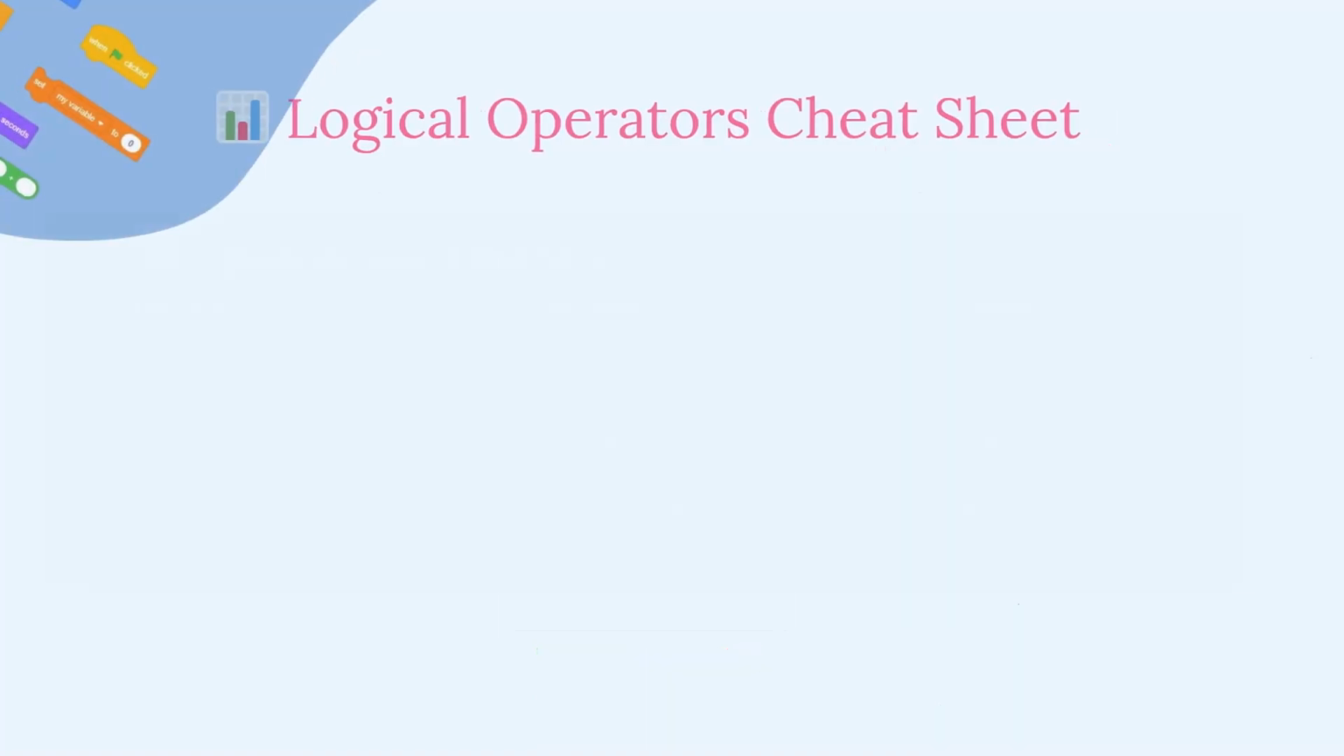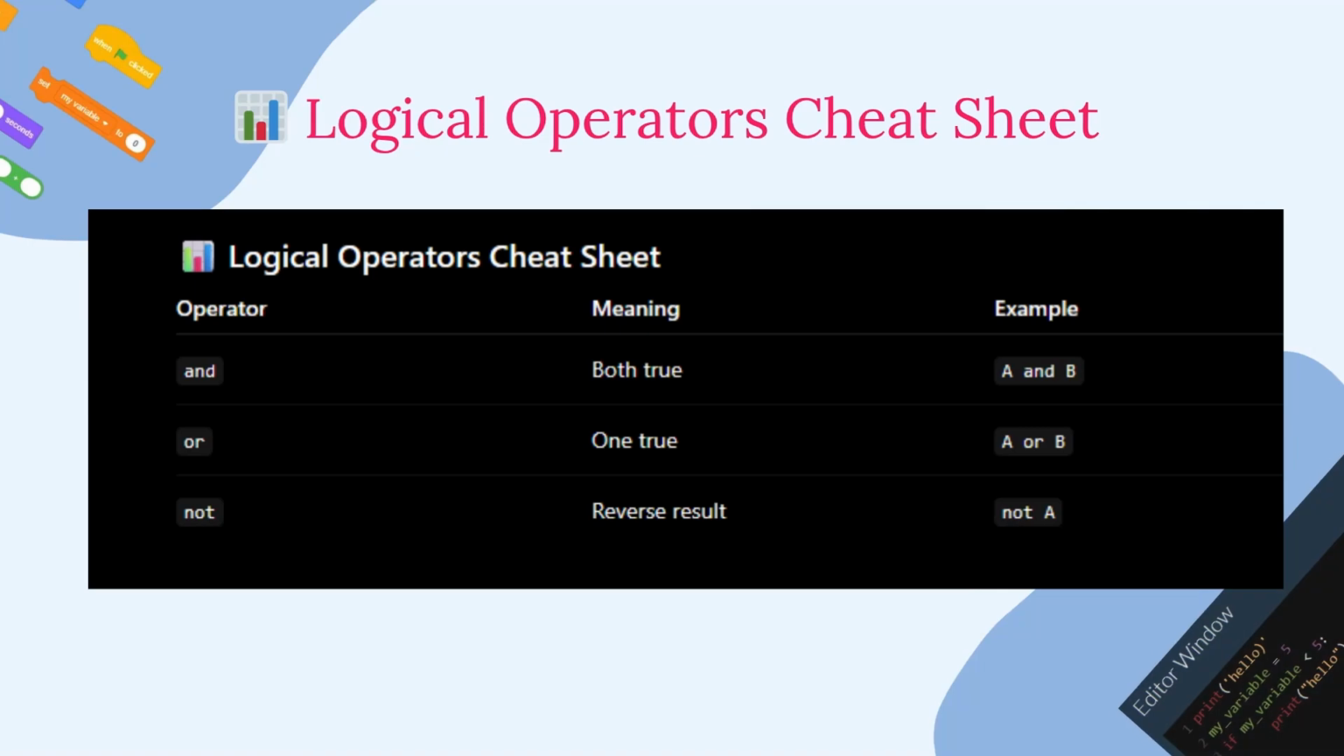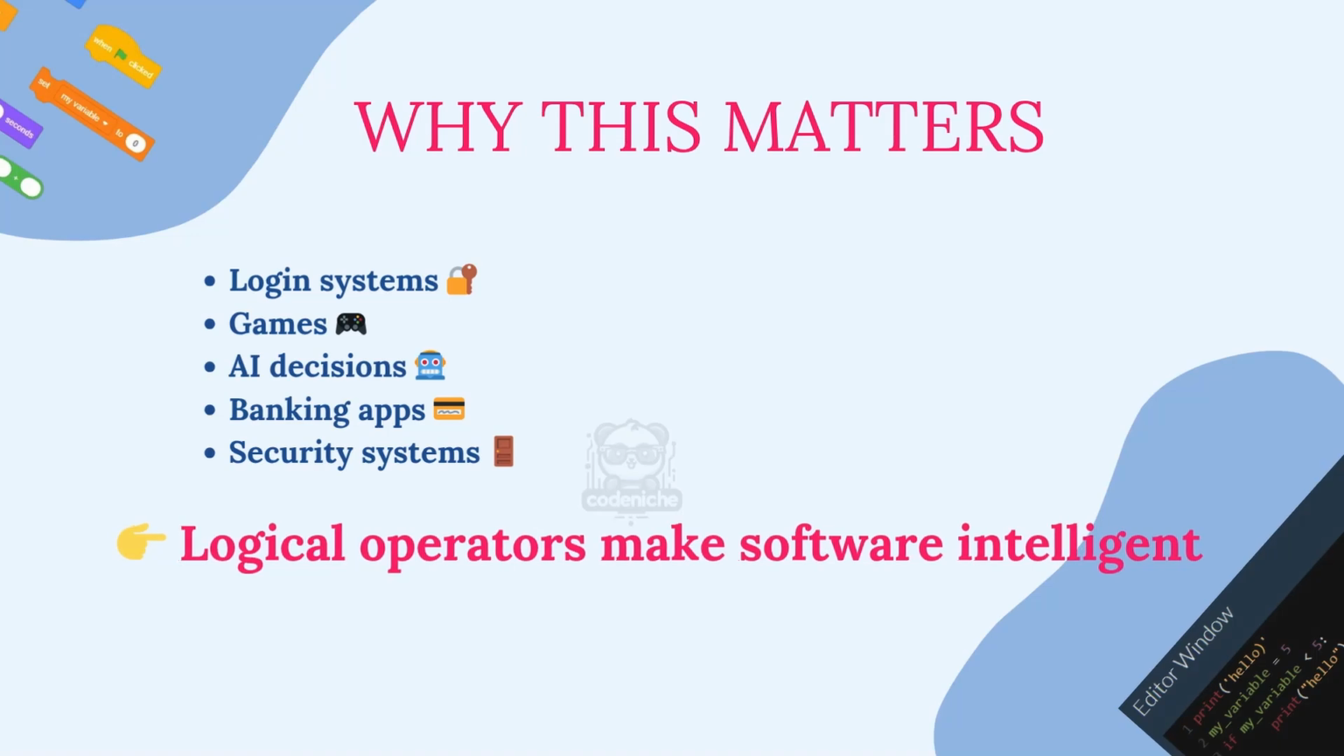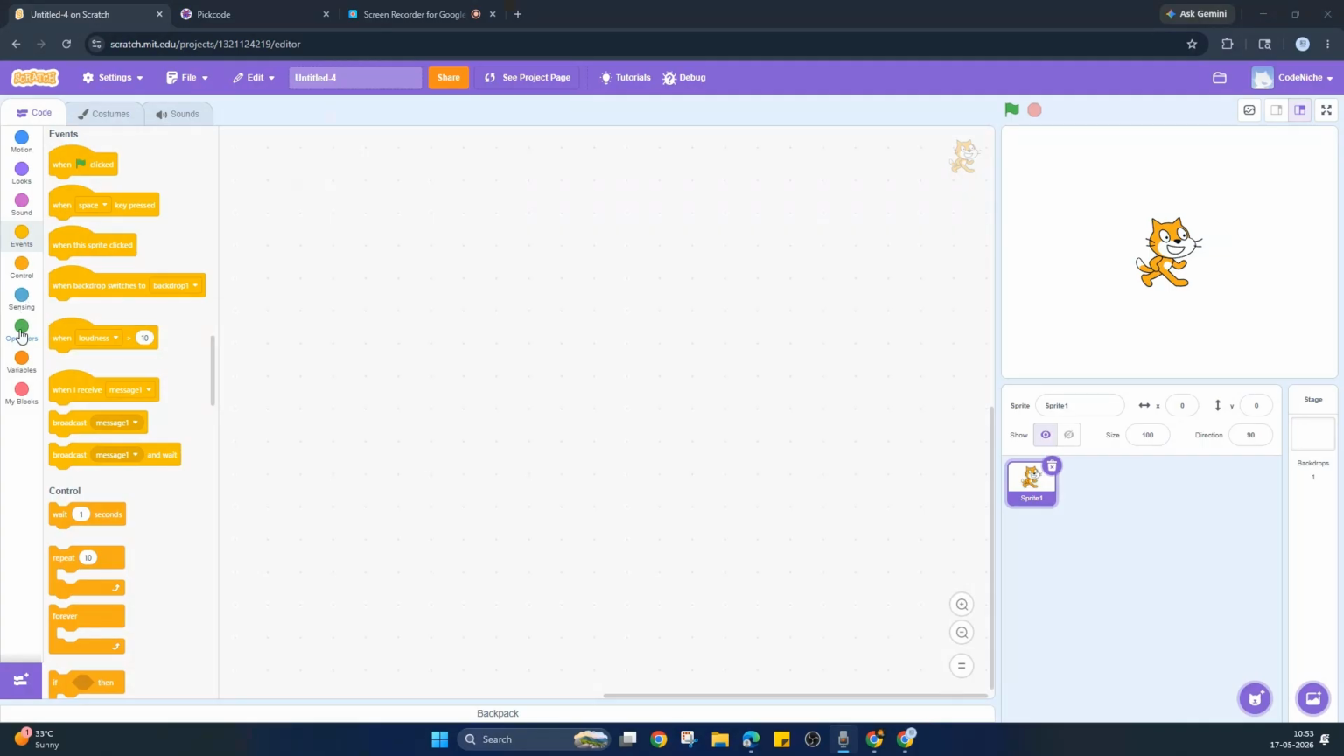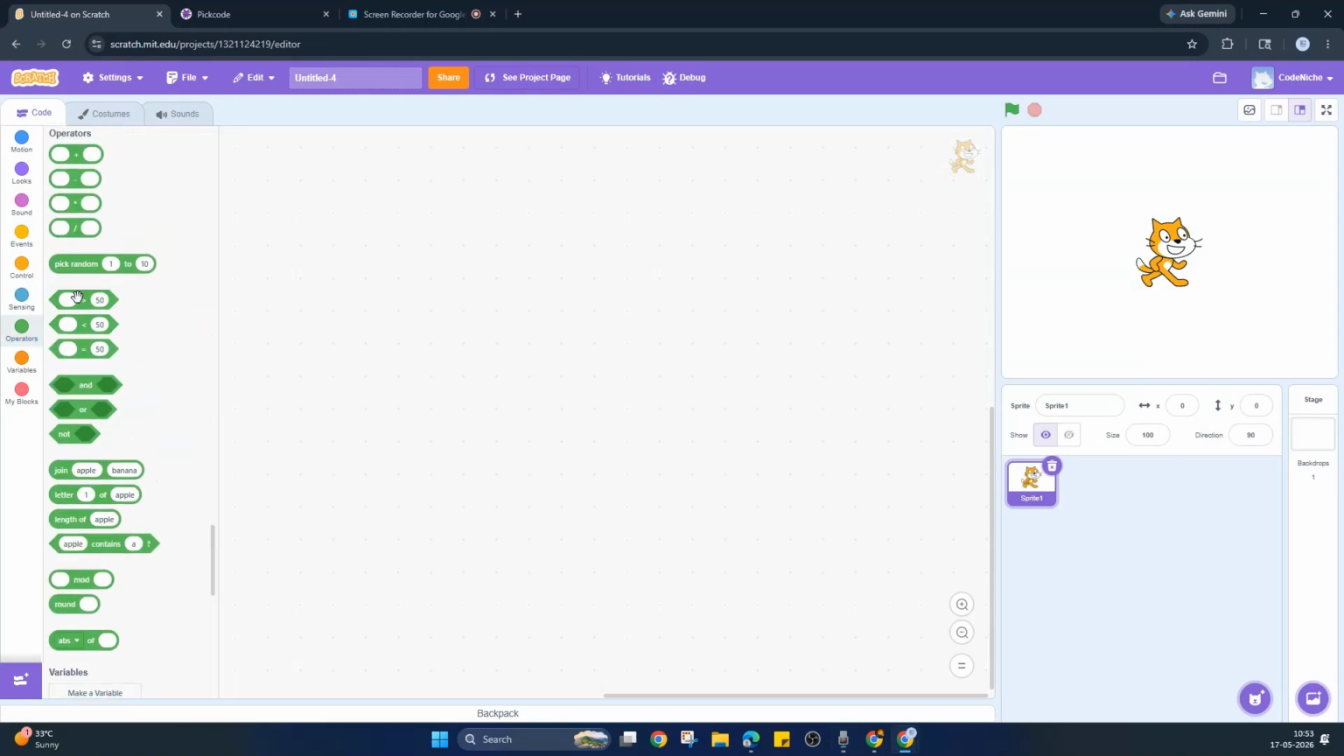These three words might be the most powerful tools in all of programming logic. Let's understand each one of them completely. In Scratch, logical operators are in hexagon format. So they basically help us hold two or more hexagons inside them so that we can get multiple conditions and combine them together.